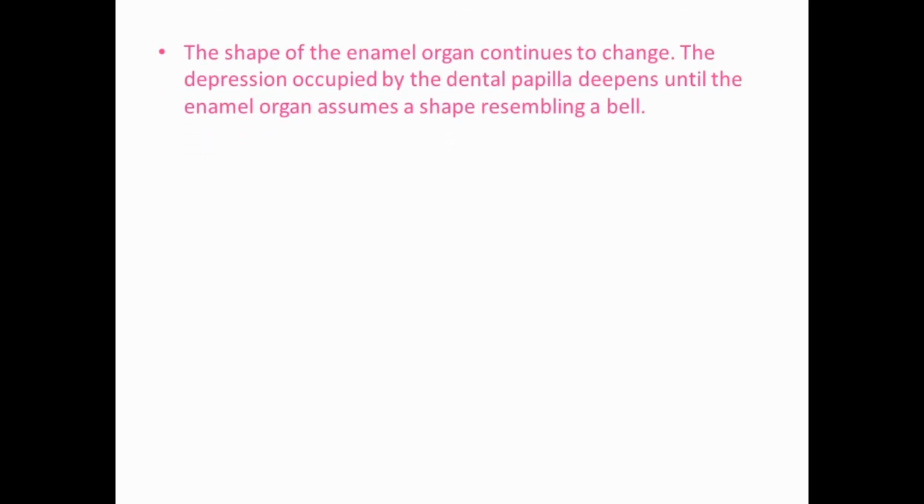The shape of the enamel organ continues to change. The depression occupied by the dental papilla deepens until the enamel organ assumes a shape resembling a bell. So the shape of this enamel organ continuously changes, and the depression made by the dental papilla continuously deepens until the enamel organ resembles the shape of a bell.